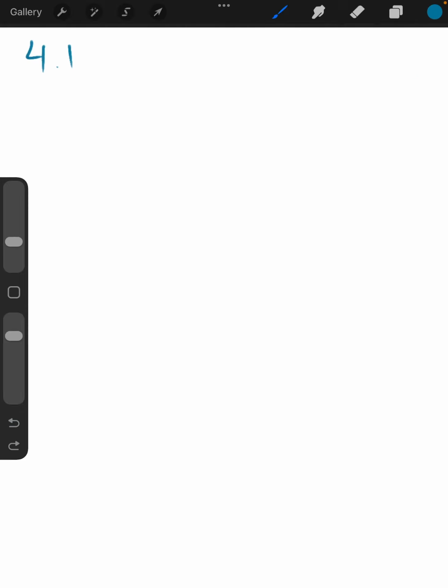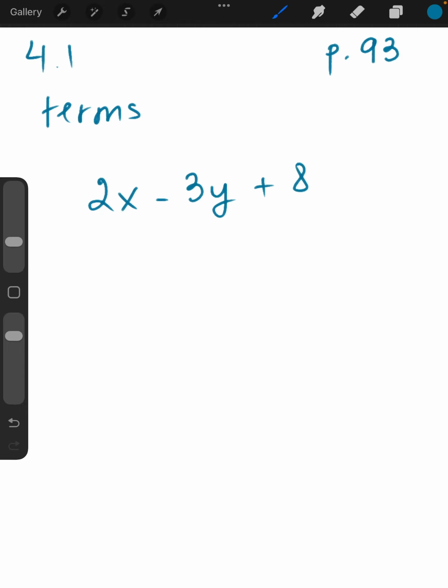The very first sentence on page 93 says, in an algebraic expression, parts separated by plus or minus signs are called terms. So, first of all, what makes an algebraic expression, you guys? If you said the presence of variables, you are absolutely right. Here's our expression, 2x minus 3y plus 8. The variables in this expression, of course, are x and y, right?